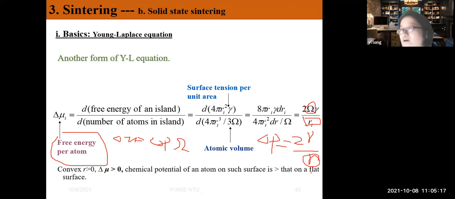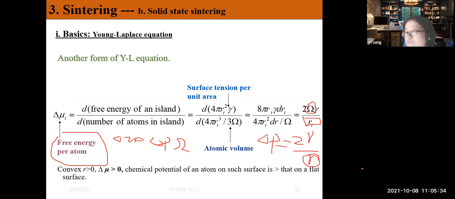Because you need to reduce the particle size. Thank you, thank you. Yes, we need to reduce the particle size. Particle size is very important. So delta mu, or delta P, is inversely proportional to R.